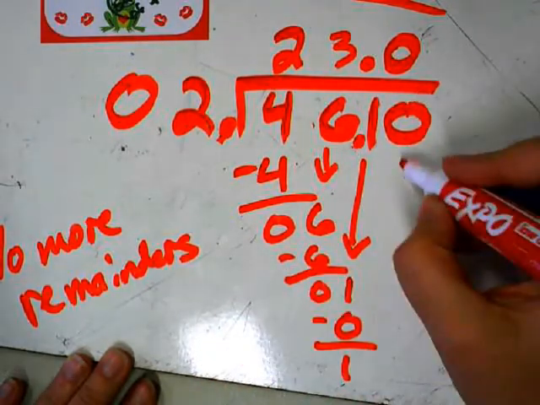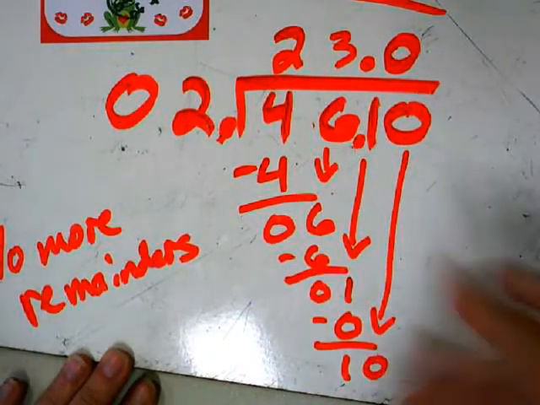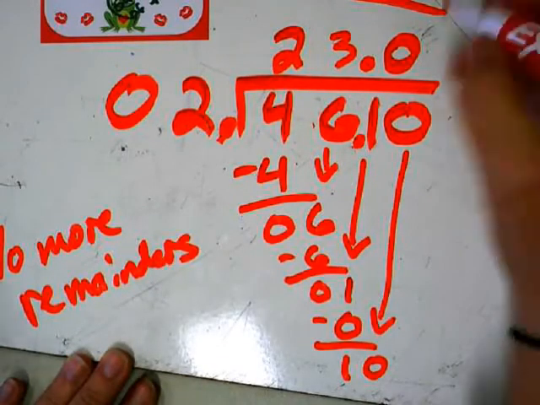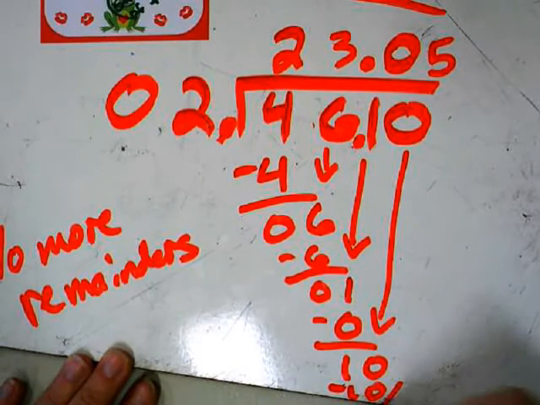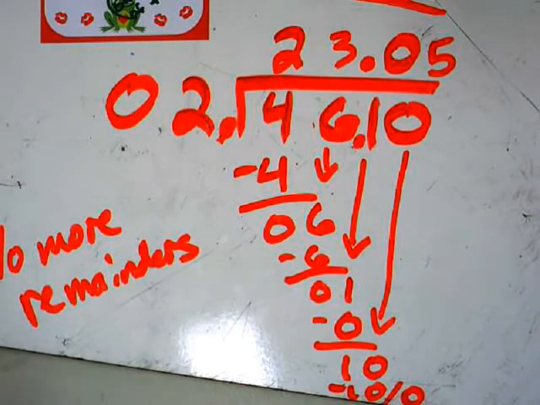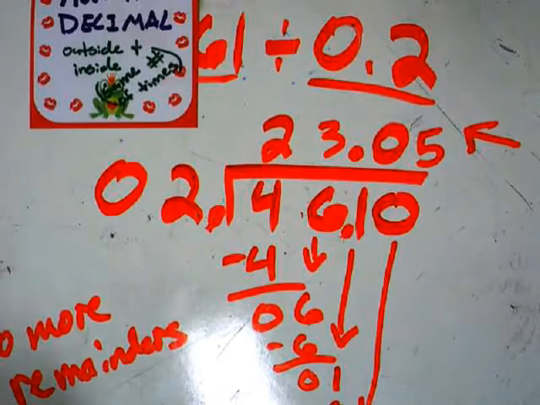Now bring that 0 all the way down. 2 goes into 10 5 times. 2 times 5 is 10. You subtract and you end up with 0. So your final answer over here is 23.05. Okay. One more example, ladies and gentlemen.